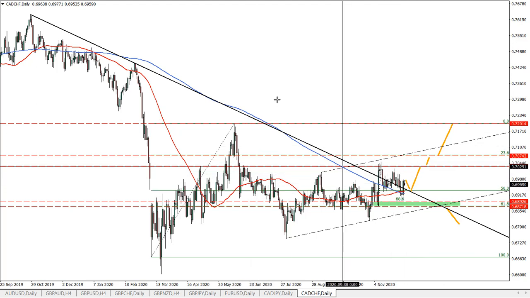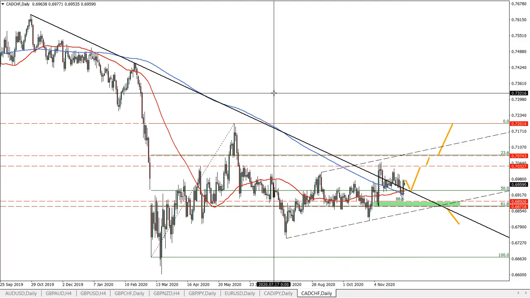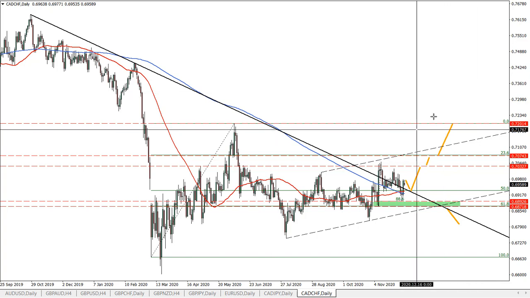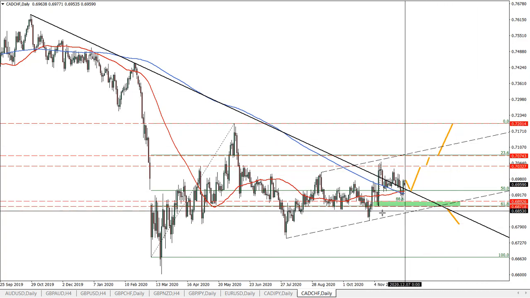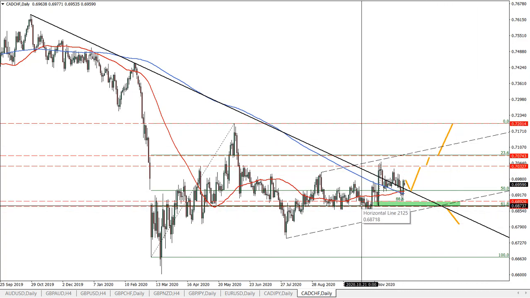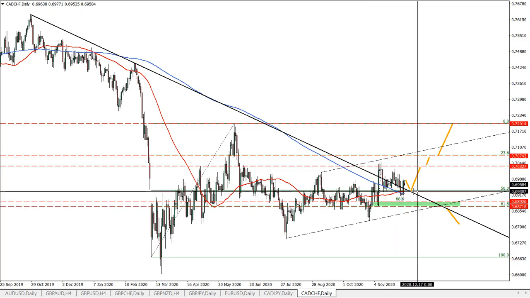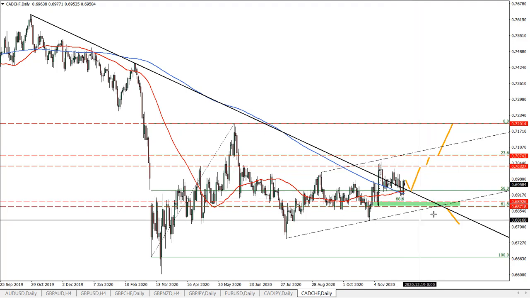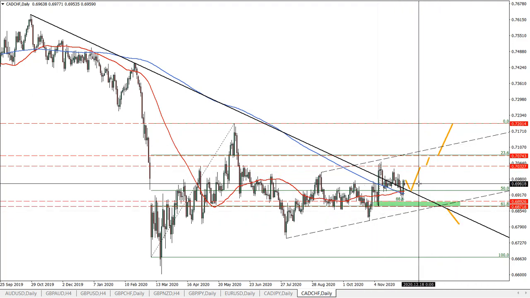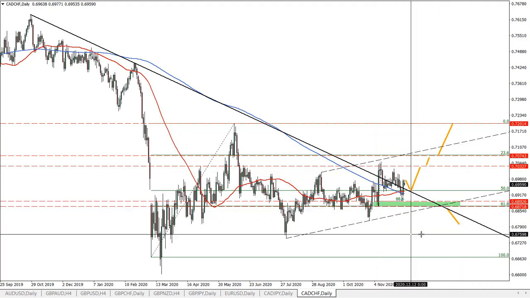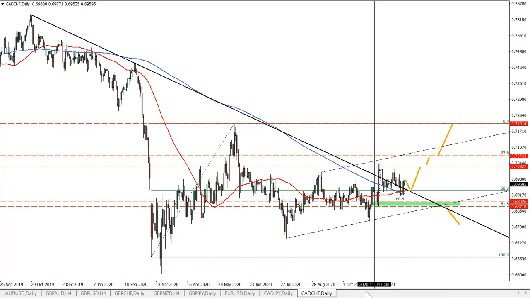So this is the view on the Canadian Swiss franc mid to long term, and maybe the opportunity for buyers will be presented this week, maybe tomorrow, maybe the day after, but I think it should be soon. The more price will correct and still hold the support, the better the risk to reward will be for the buyers. This is on the Canadian Swiss franc.